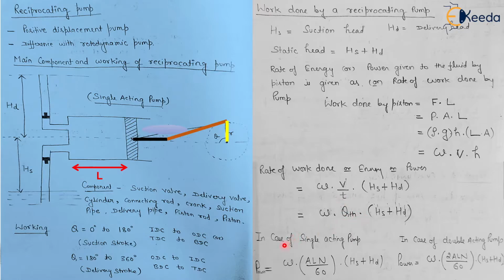If this is the case of a single acting pump, then the rate of work done, or power, will be equal to W into LAN by 60 into (Hs plus Hd). It is for a single acting pump. And for a double acting pump, we will multiply this by 2. You see here, so this is the power in the case of a double acting pump.